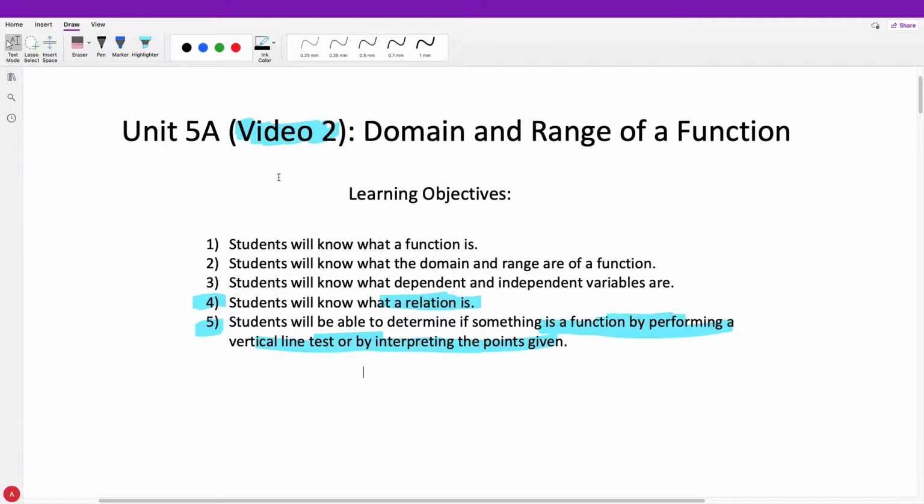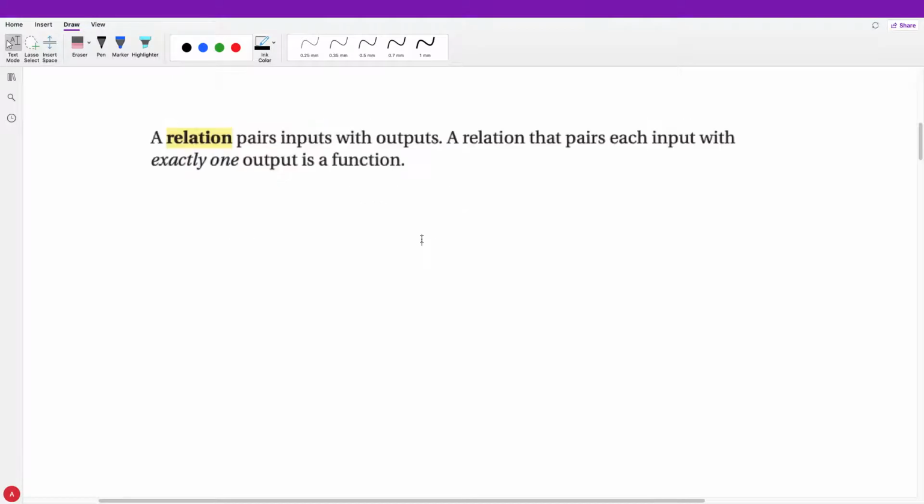So this way it could be a little bit shorter than the one that we just did. All right, so first off, the definition of a relation is it pairs inputs with outputs, and a relation that pairs each input with exactly one output is a function. All right, so when we talk about a relation, it's this pairing inputs with outputs. We can think about it being the equation that we're plugging things into, that we're substituting in our input, and then we're getting our output.